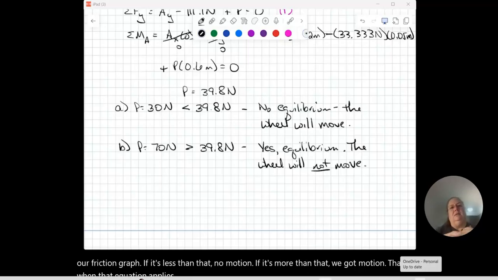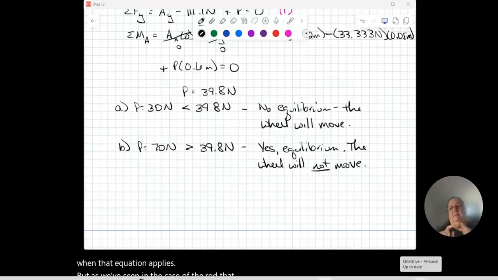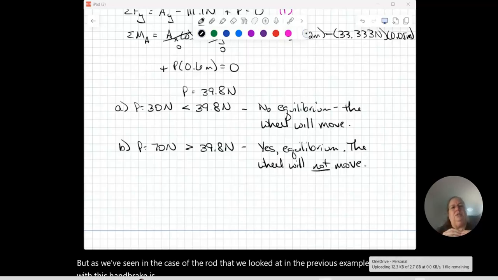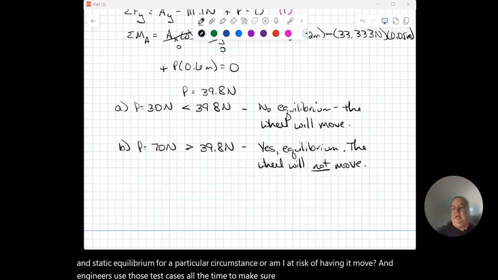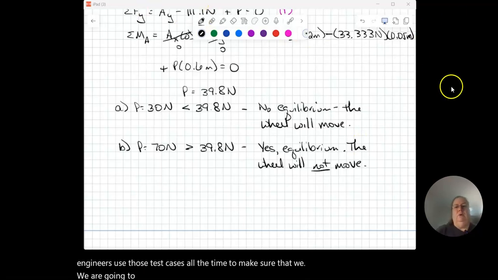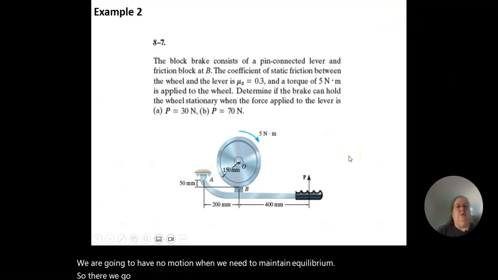But as we've seen in the case of the rod that we looked at in the previous example, and now here with this handbrake, we can use that equation to try to help us understand, is my design in static equilibrium for a particular circumstance, or am I at risk of having it move? And engineers use those test cases all the time to make sure that we are going to have no motion when we need to maintain equilibrium. Okay. So there we go. Those are our two examples of friction.